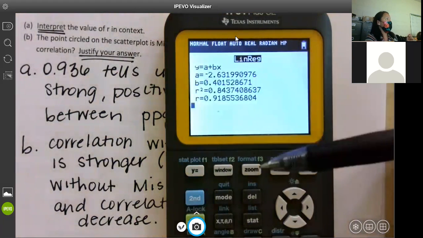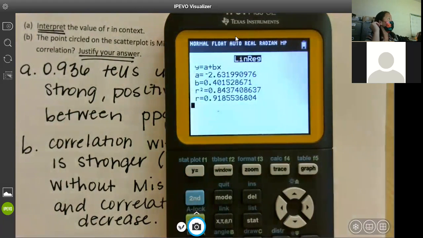And then your B is your slope, or your rise over run, your increase rate of change. We'll talk more about the equation soon. I'm just showing you where everything's coming from.